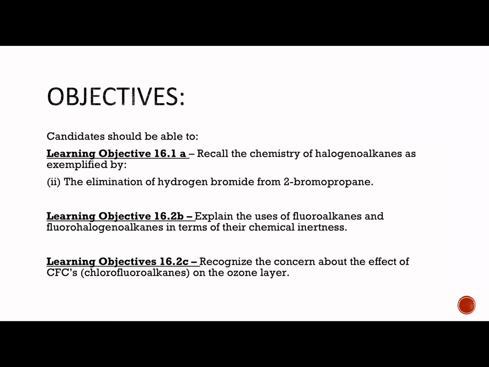Alright, so our learning objectives. There are 3 of them. The first one is to recall the chemistry of halogen alkanes as exemplified by the elimination of hydrogen bromide from 2-bromopropane. This is a specific reaction. If you'll recall, in an elimination reaction, you are eliminating a molecule from an alkane or a halogen alkane.